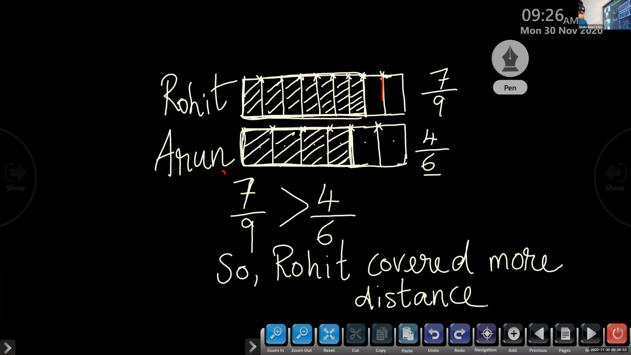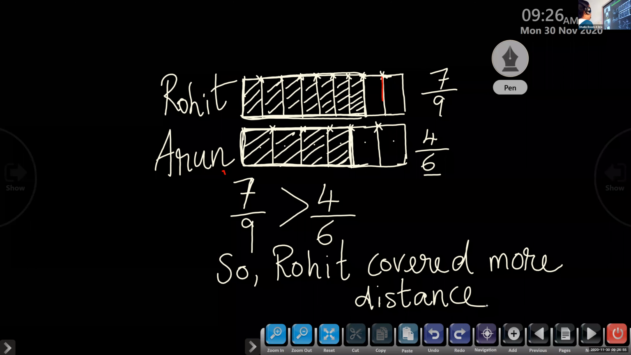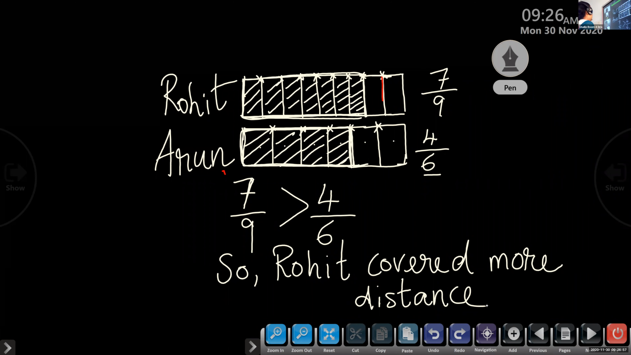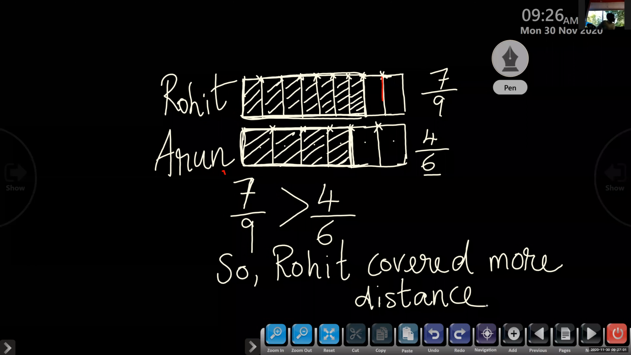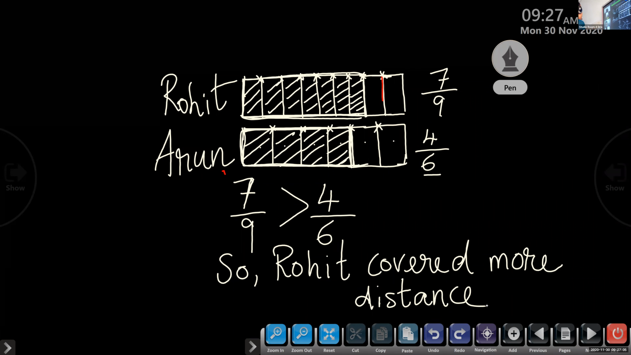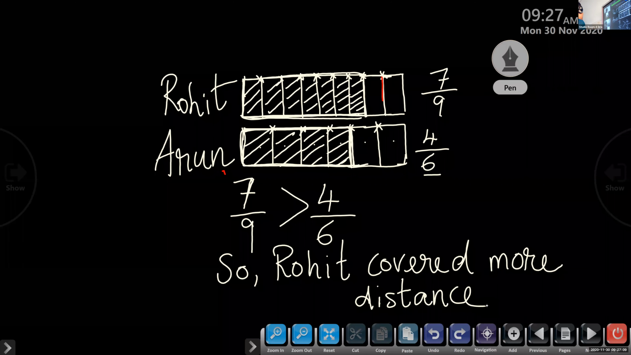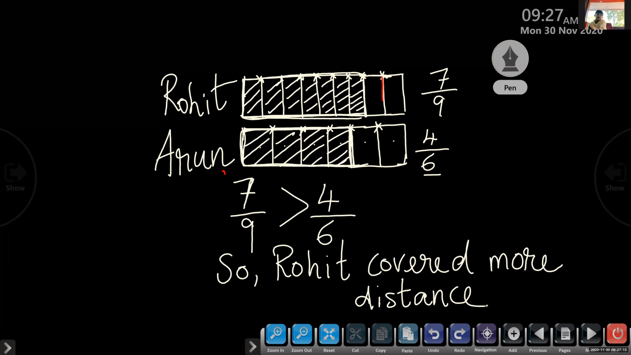So children, like this fraction, how are we comparing? We are comparing by drawing fraction bars. Okay, drawing fraction bars of the same size. So you have to draw equal parts. Otherwise, you cannot identify from the picture. So what do you have to do first?